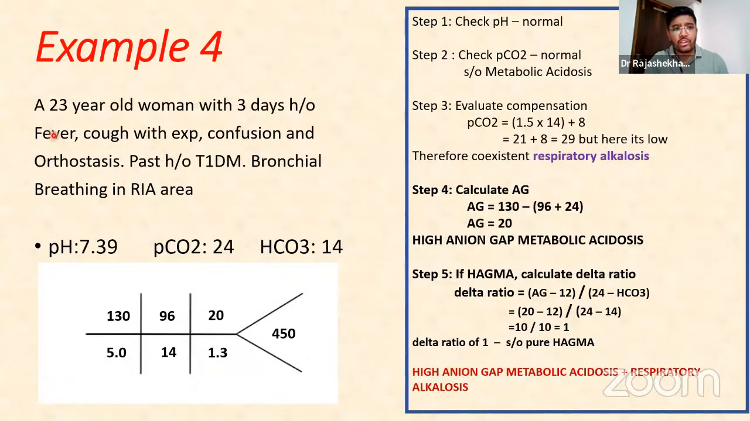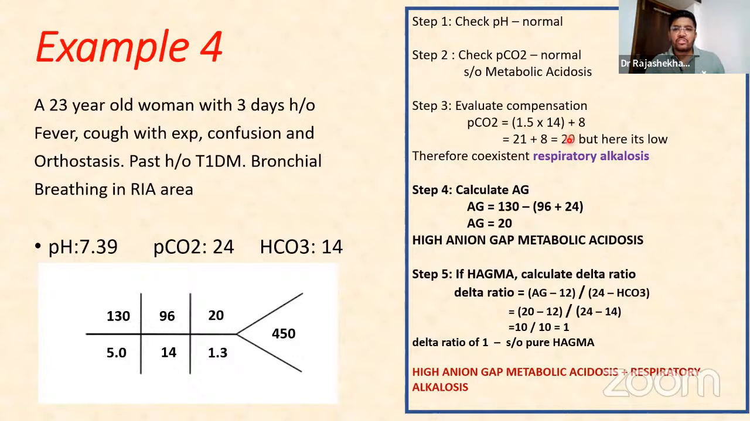So this is case 4, where there is a 23-year-old woman with a 3-day history of fever and cough with expectoration. Confusion and orthostasis were observed. There is a past history of type 1 diabetes, and bronchial breathing was observed in the right infraaxillary area. The pH appears normal, the PCO2 is low, the bicarbonate is low. So this is a case of metabolic acidosis, pretty simple here. Next we will evaluate the compensation adequacy.